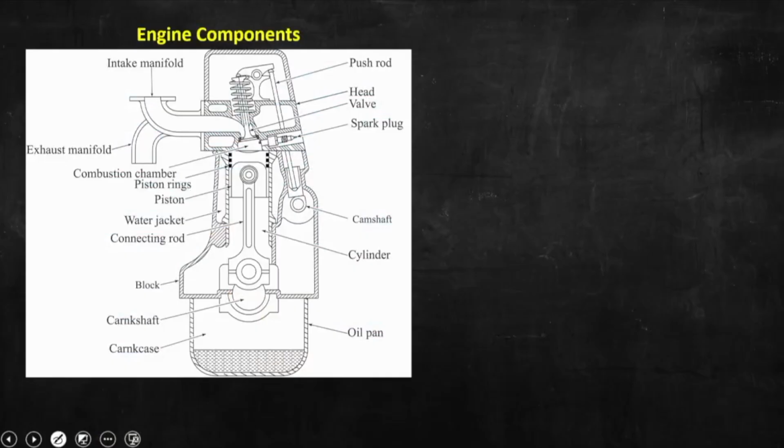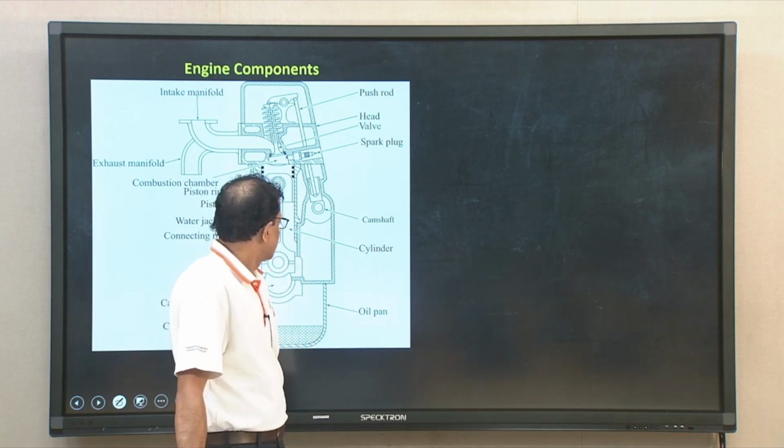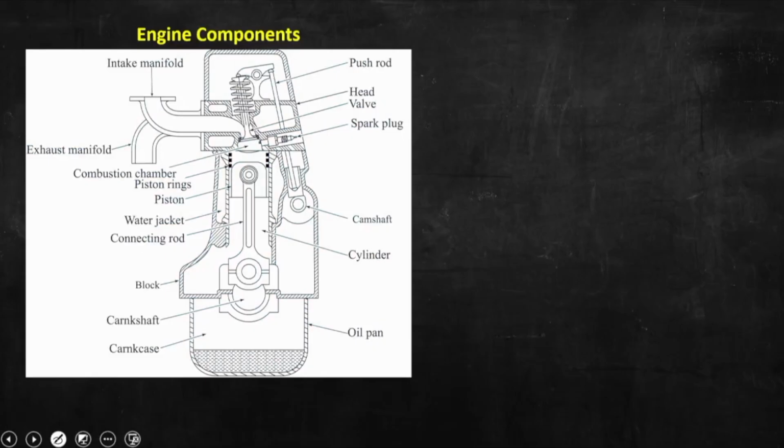So, if we look at the schematic depiction, we can see that there are many components. In this schematic, I have shown a few major components, but these are not the only components we should discuss today. There are even more components, and we shall discuss them in our subsequent classes. So, to start with, we shall focus on the most important component, that is the block.